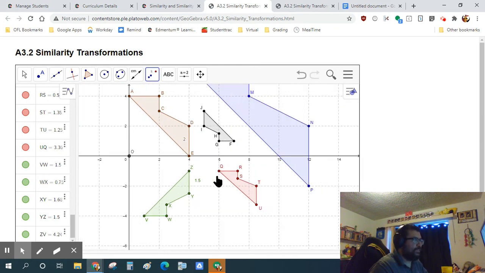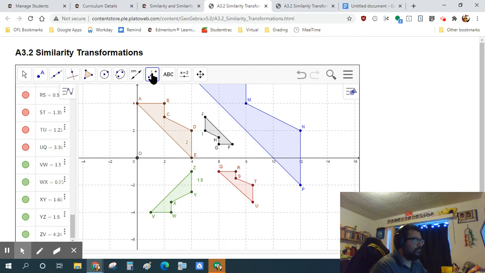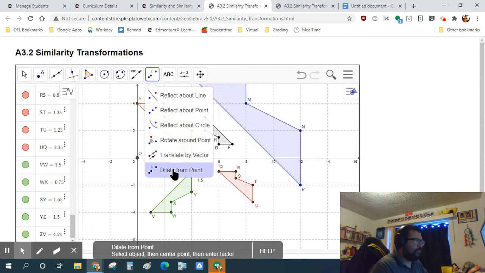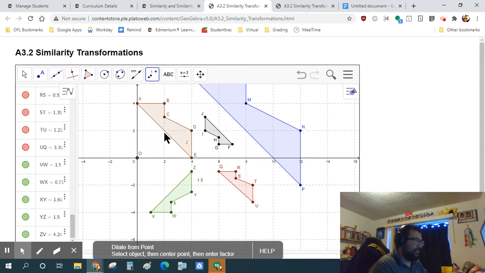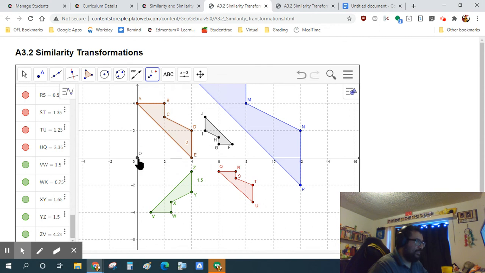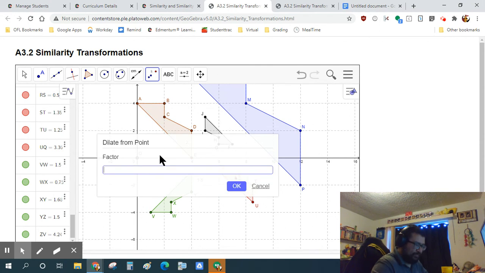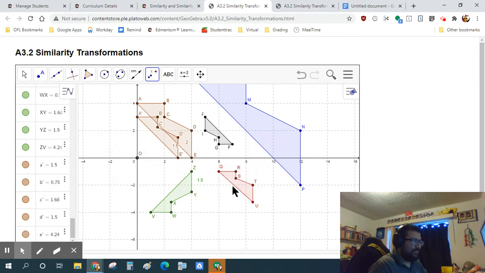Where's my dilation? Dilate from this point to here. 1.5 divided by 2. There we go. So this should be the same size. See how it's 1.5 and 1.5 now?